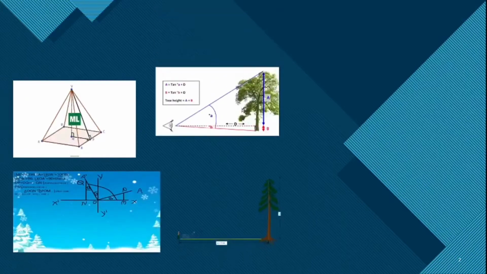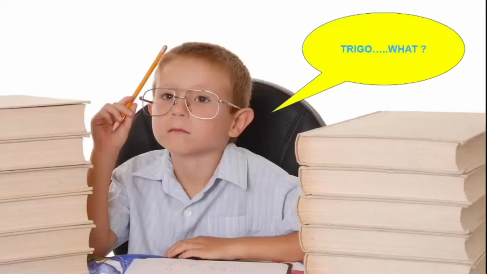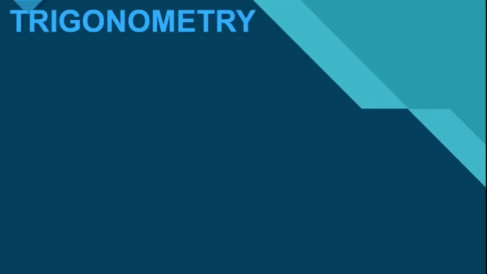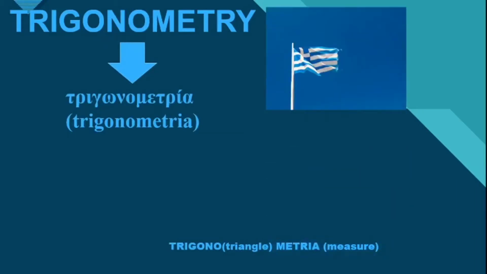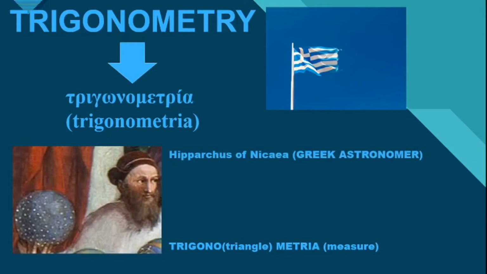So, the topic that we will introduce today is trigonometry. Trigo what? Where did that come from? Okay, before we start, first let's know some of the origin of trigonometry. The origin of the name is trigonometria, which means trigona, triangle, metria, measure. It came from Greece, ancient Egypt, and the founder of trigonometry is Hipparchus of Nicaea, a Greek astronomer.